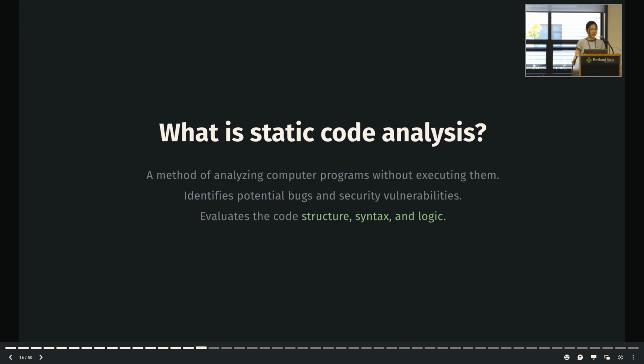It is a method of analyzing computer programs without executing them. It examines the source code to identify potential bugs and security vulnerabilities early in the development process. Unlike dynamic analysis, which requires running the program, static analysis evaluates the code structure, syntax, and logic. In simpler terms, it's like proofreading code before it's even running, so that people can catch mistakes like outdated encryption methods, hard-coded credentials, or logic errors that could lead to bigger issues down the line, making software more secure and reliable.